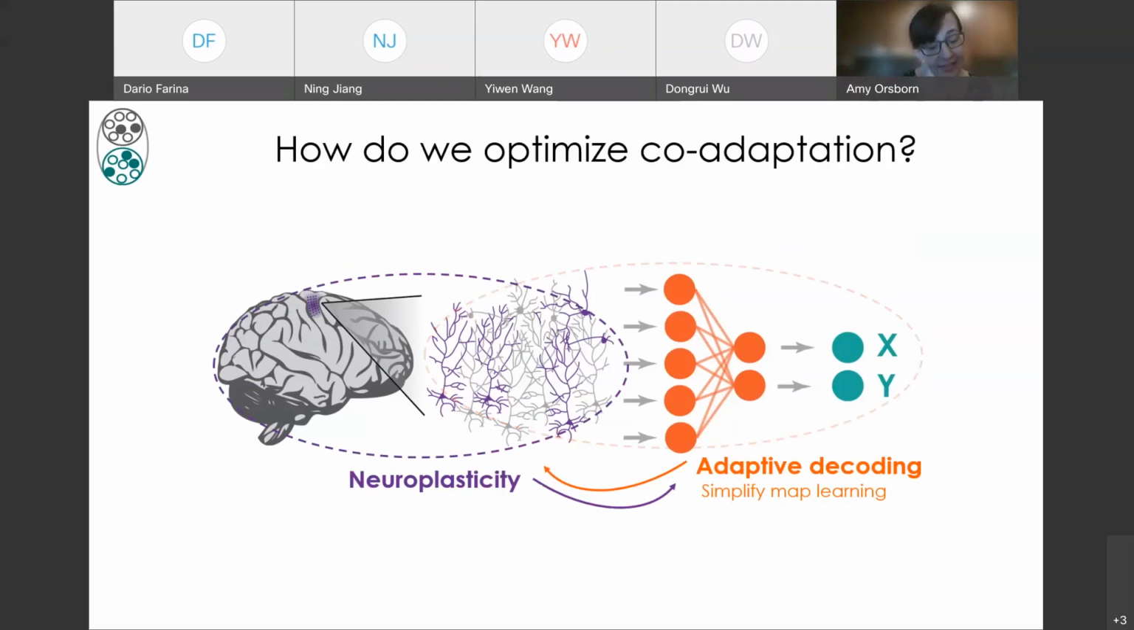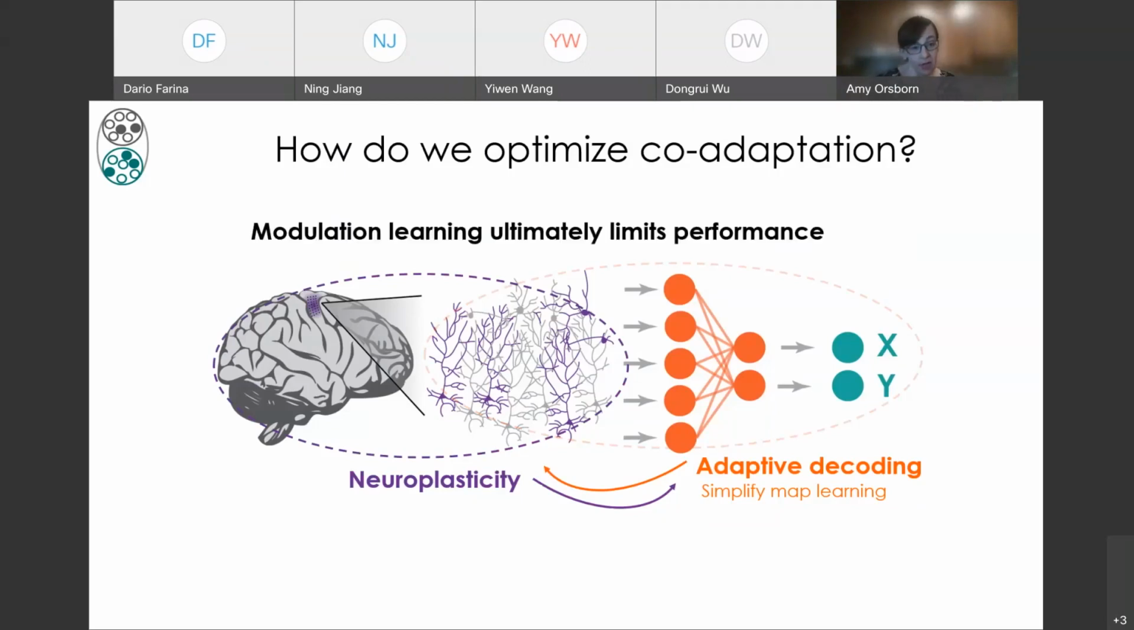And this I see as potentially a concern because at the end of the day, that pattern of neural activity, the brain's encoding, that modulation learning problem is the real bottleneck of final performance. If the user can never figure out how to generate a useful encoding in that pattern of neural activity that we're using to control the cursor, it doesn't matter what kind of adaptive decoding I do on the other end.